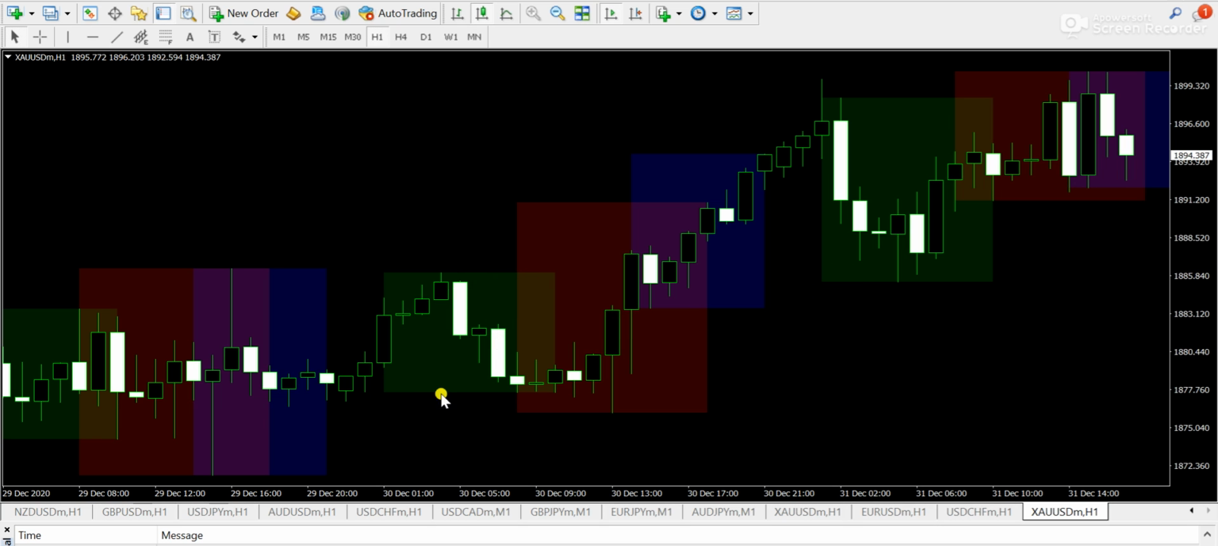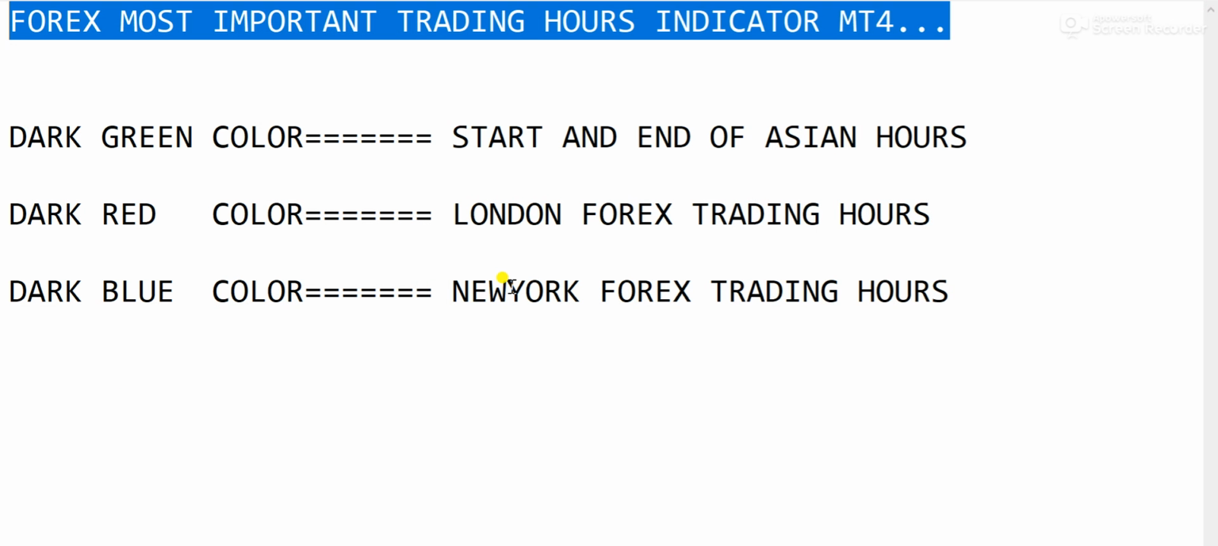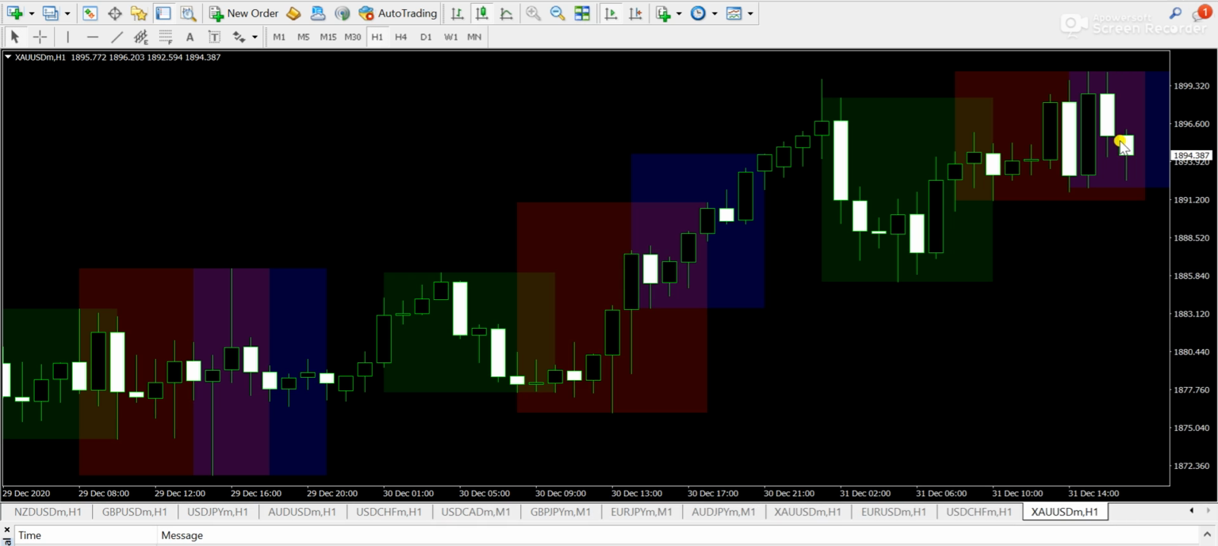From here you can see in the green, let me put the notepad here so that you can understand. Dark green color stands for the start and end of the Asian hours. So when it starts, it makes the green box, and then later another green box will come. So Asian markets will be identified with the green color. The red color is for the London market hours, and the dark blue color indicates that you are in the New York forex trading hours. So this is very good to understand.